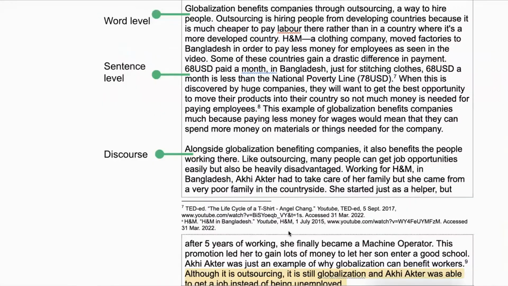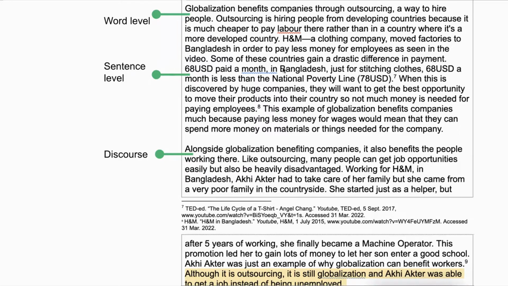Let me give you an example of this writing from one of my more proficient students. I'll read it to you, and you can see here how I structured it: word, sentence, and discourse. Globalization benefits companies through outsourcing. Here's the word level: a way to hire people. Outsourcing is hiring people from developing countries because it is much cheaper to pay labor there rather than in the country where it's more developed. H&M, a clothing company, moved factories to Bangladesh in order to pay less money for employees, as seen in the video. Some of these countries gain a drastic difference in payment.